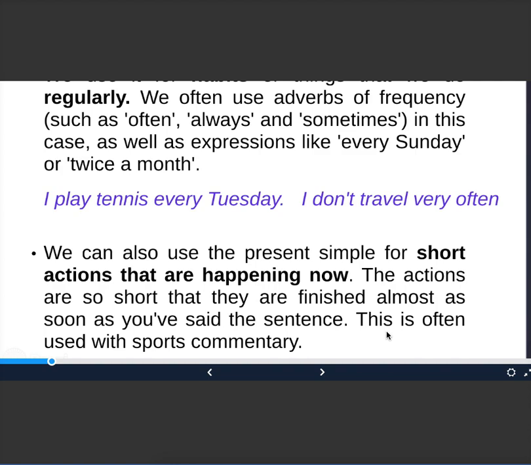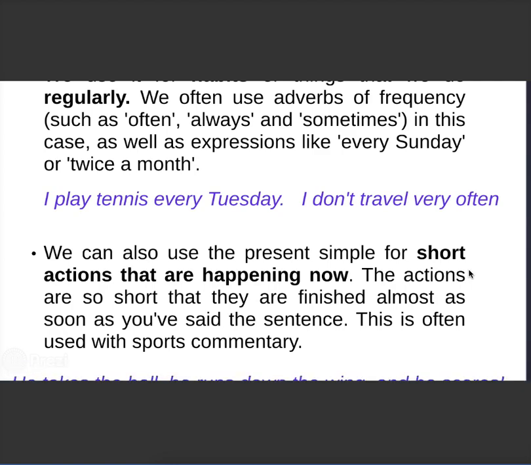Son acciones pero que están pasando ahorita, sí, pero son muy cortas, tan cortas, que no tienes tiempo de decir que tuvo continuidad. Okay? So, the actions are so short that they are finished almost as soon as you said the sentence. This is often used with a sports commentary. Don't forget this. I told you this when I explained present simple.